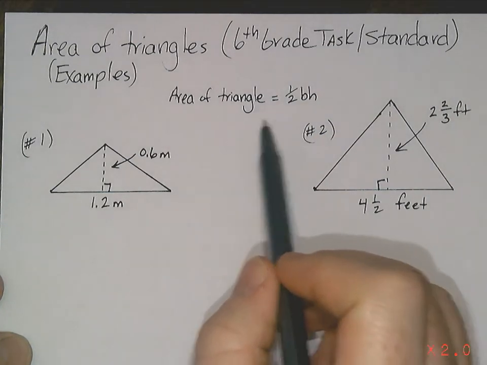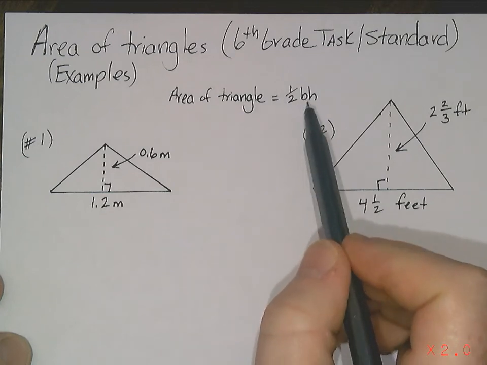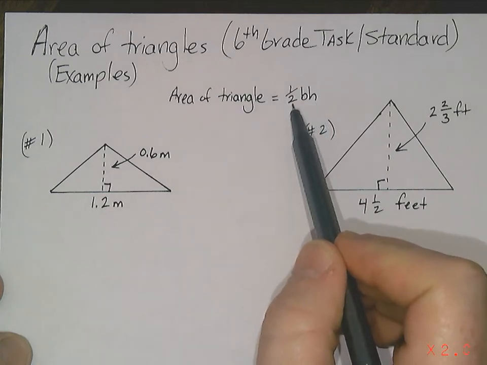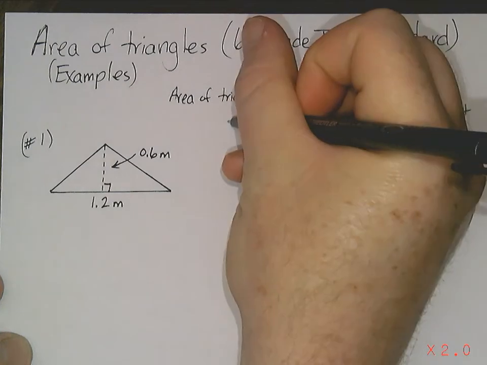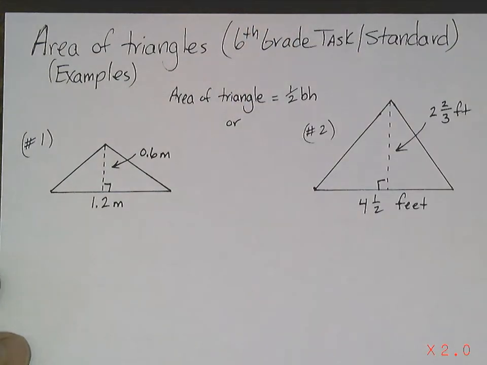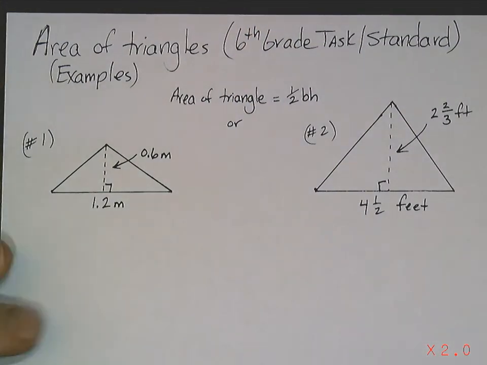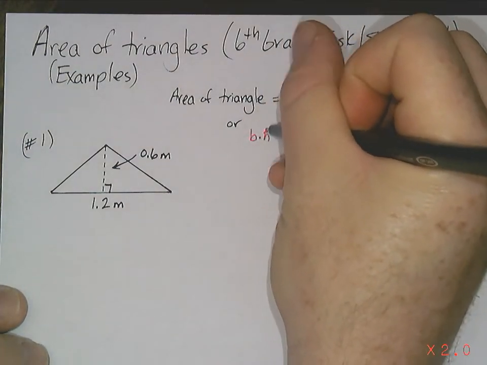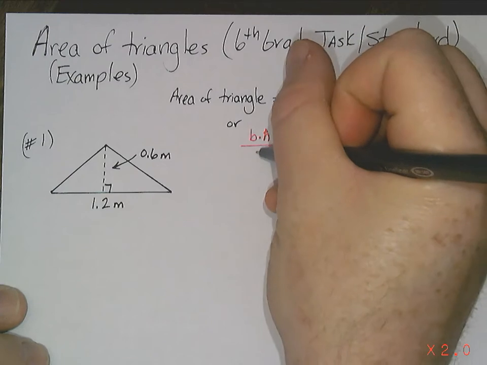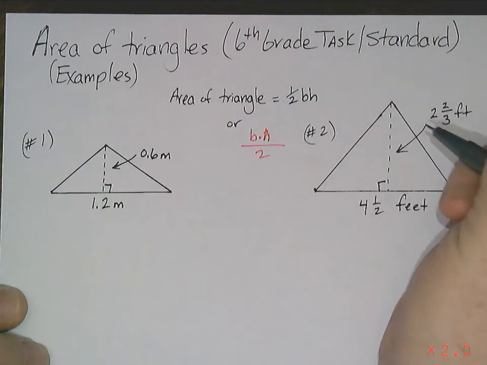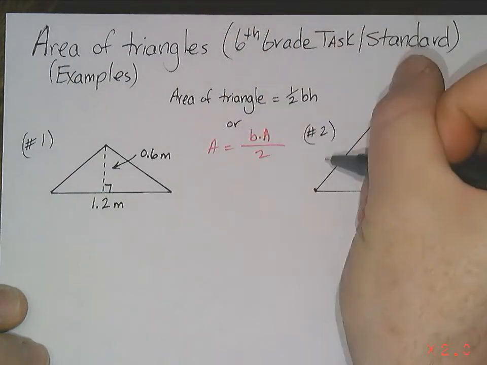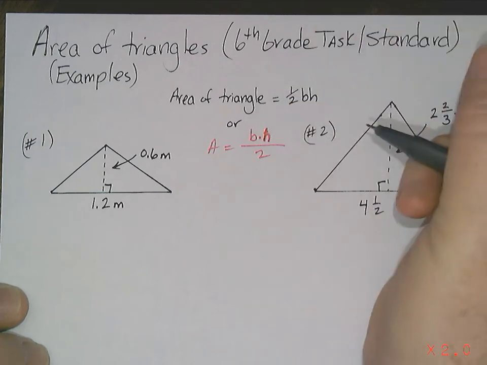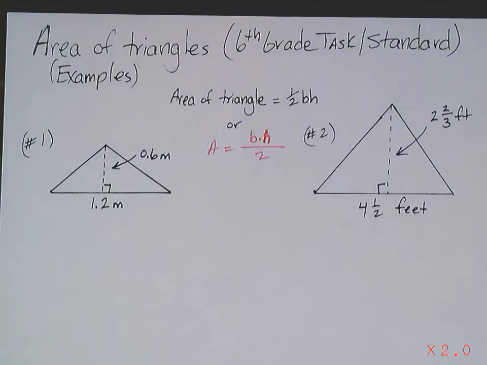It's no different than a parallelogram or a rectangle. It's just base times height times 1/2. Or another way I'd like to refer to area of a triangle is simply take the base times height, and divide it by 2. So base times height divided by 2 means the same thing.